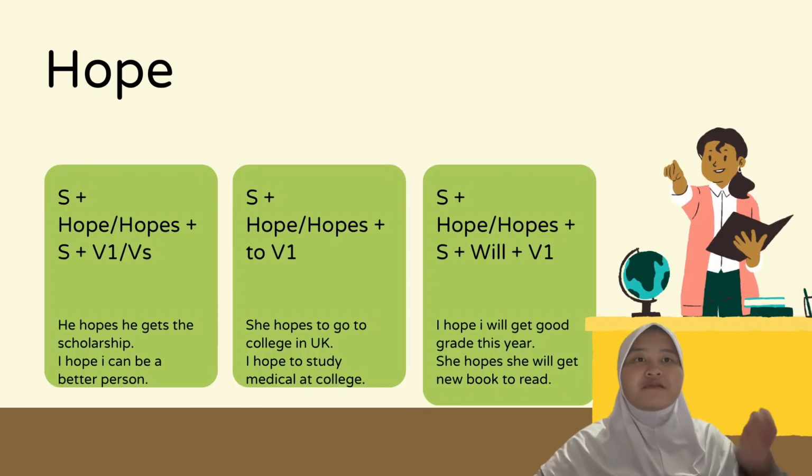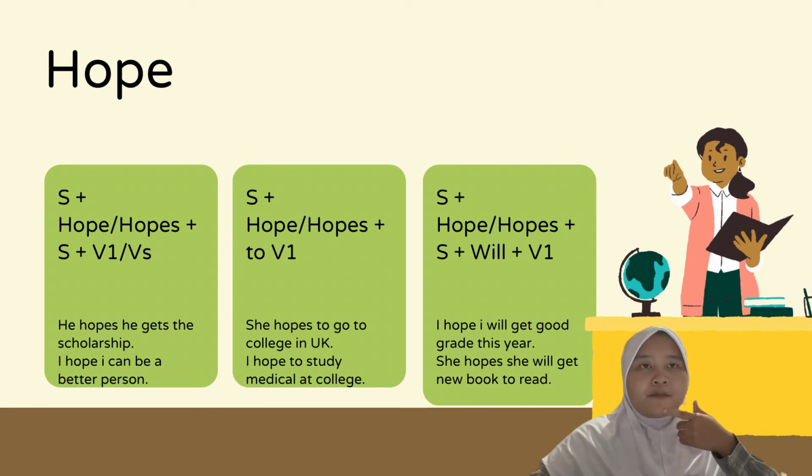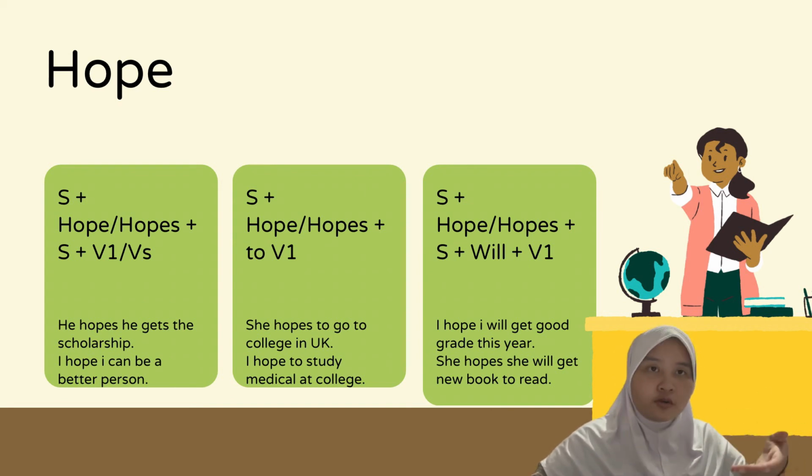For hope, it has 3 sentence patterns. The first one is hope or hopes followed by verb 1. I'll give you a sentence example. He hopes he gets the scholarship. He is the subject. And why in here do we use hopes, not hope? It's because if the subject is I, you, they, we, we use hope. But if the subject is he or she, we use hopes. So because in here the subject is he, we use hopes.